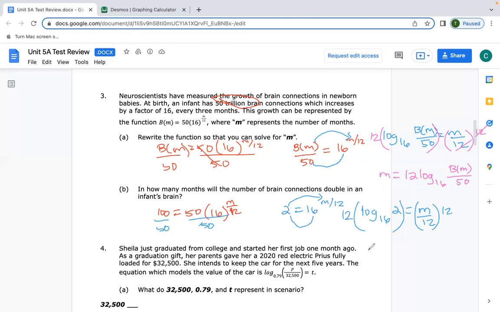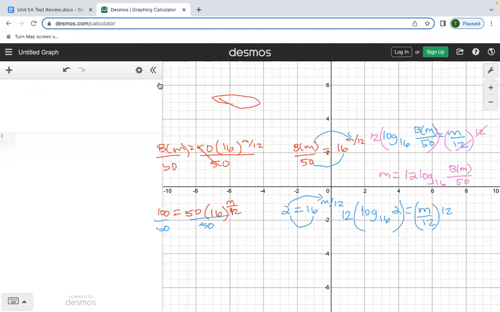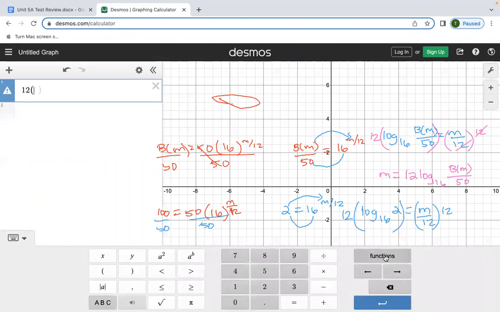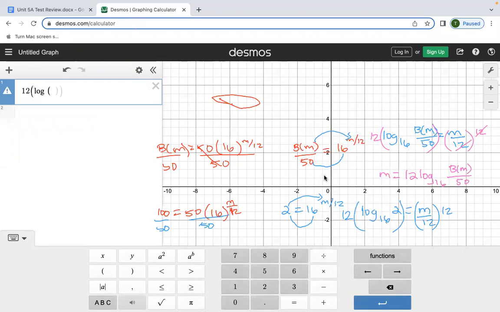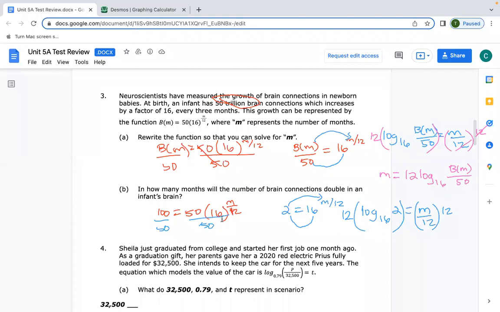And so then I'm going to go into Desmos and type this in. So watch carefully how I type it in. I'm going to say 12 times, go to my little functions button, scroll down to where it says log base A. And then I'm going to type exactly what I saw over here. So I could say 16 of 2. And so what's that number going to be? 3. So it's going to take 3 months in order to double.